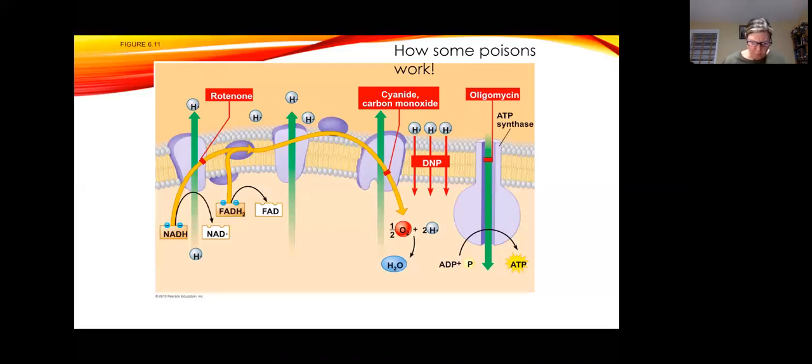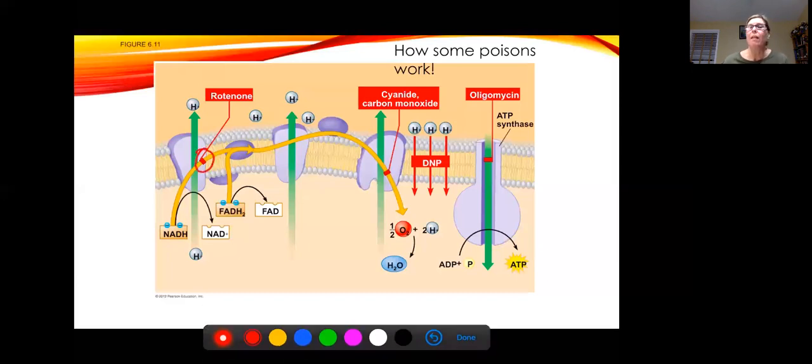So, for instance, this rotenone. Rotenone is a type of poison, and what it does is it blocks the passageway of the electrons into the ETC. Therefore, we cannot make enough ATP. I mean, we do at least get through this first pump, but again, not enough to make that good proton concentration gradient to make enough ATP to keep the cell from basically self-destructing, right? It cannot maintain homeostasis without energy. It cannot oppose entropy.